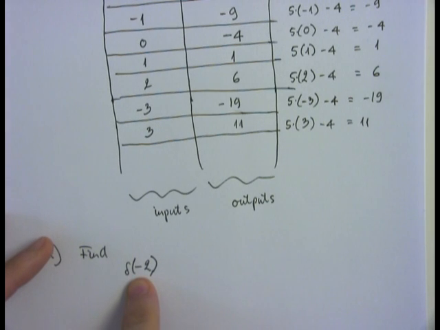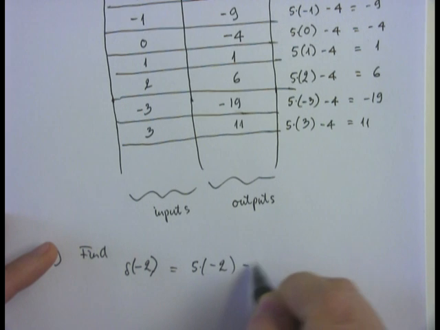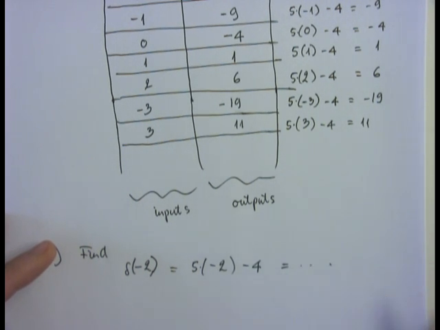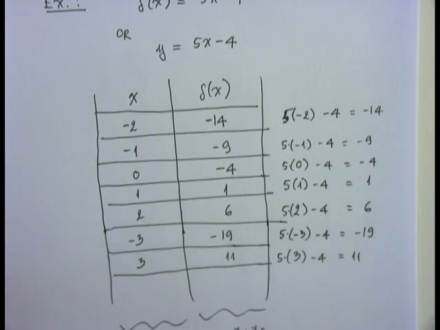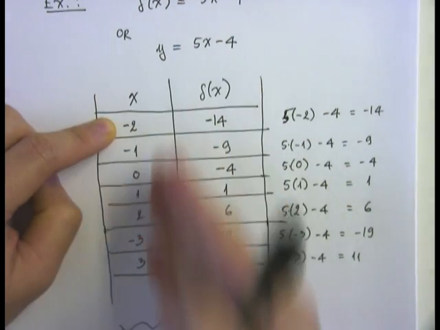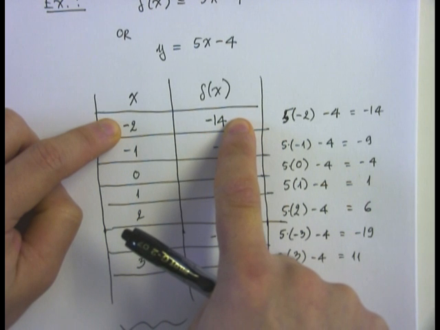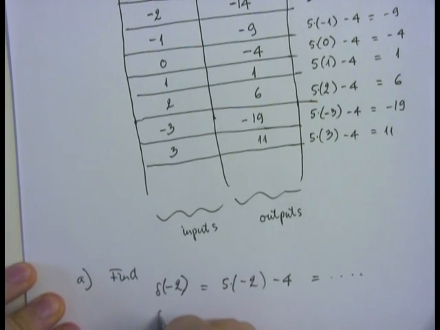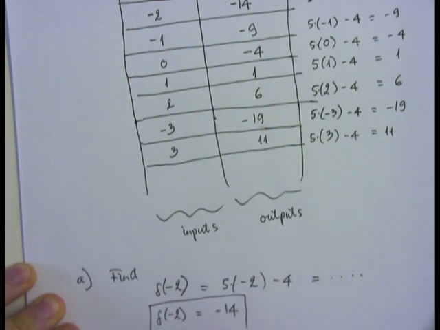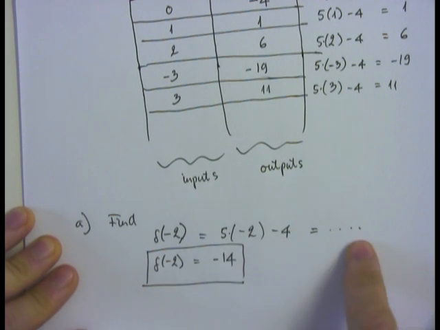Either you can directly plug this in, minus 2 times 5, because you know the rule for the function. You can just do that and evaluate. But that can be long. So now we already had that laid down on the table, didn't we? Similar to what we've done earlier, on the table, on the x side, here's negative 2. And so we already calculated the value corresponding to that. So now my answer is, f of minus 2 equals negative 14. You can just simply look it up on the table and find the value quickly instead of going through and doing the math again.